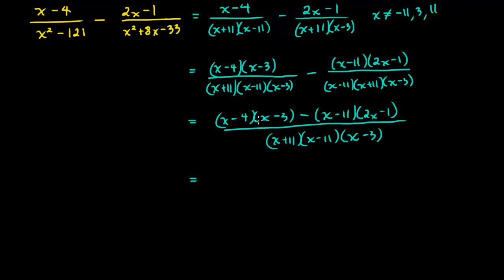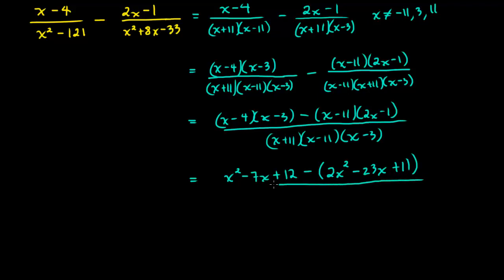If I expand (x - 4)(x - 3), I get x² - 7x + 12, minus, bracket, 2x² - 22x - x is -23x, and then plus 11. All divided by these three factors, which are (x + 11)(x - 11)(x - 3).